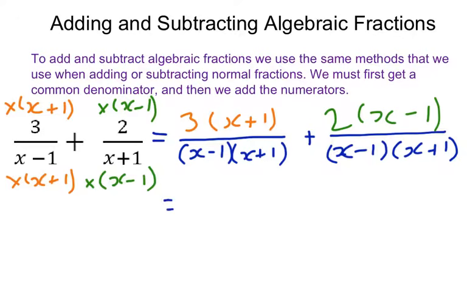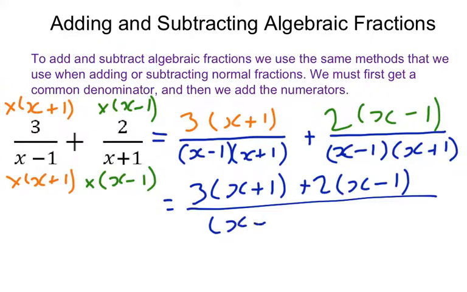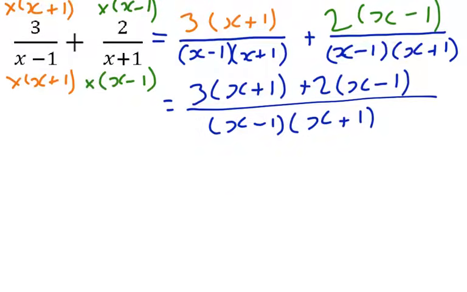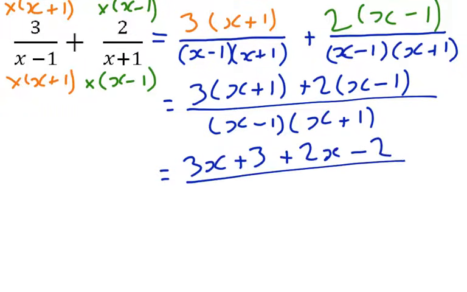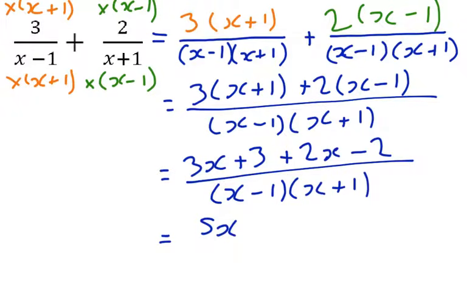Combining that, we get 3 times x plus 1 plus 2 times x minus 1 all over x minus 1, x plus 1, and then we multiply out the brackets to get 3x plus 3 plus 2x minus 2 all over x minus 1, x plus 1. 3x plus 2x is 5x. 3 minus 2 is plus 1, over x minus 1, x plus 1.